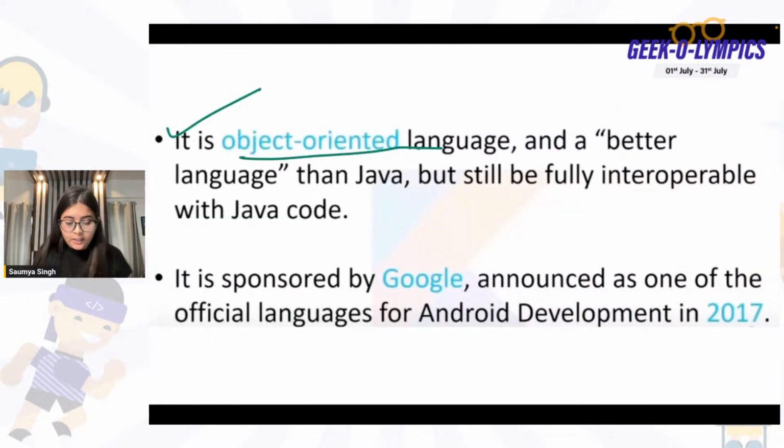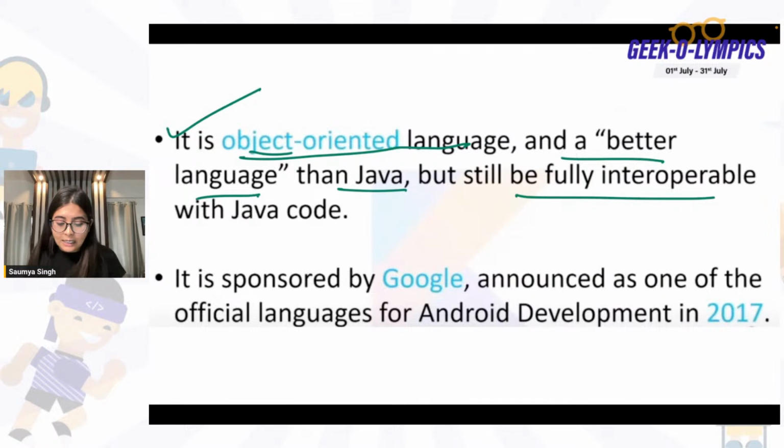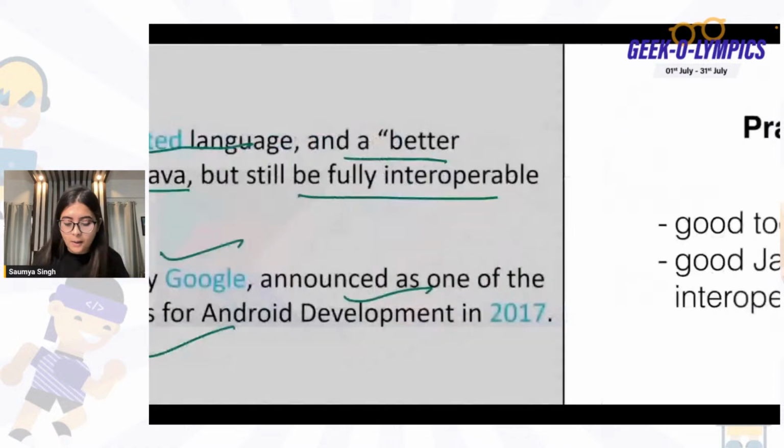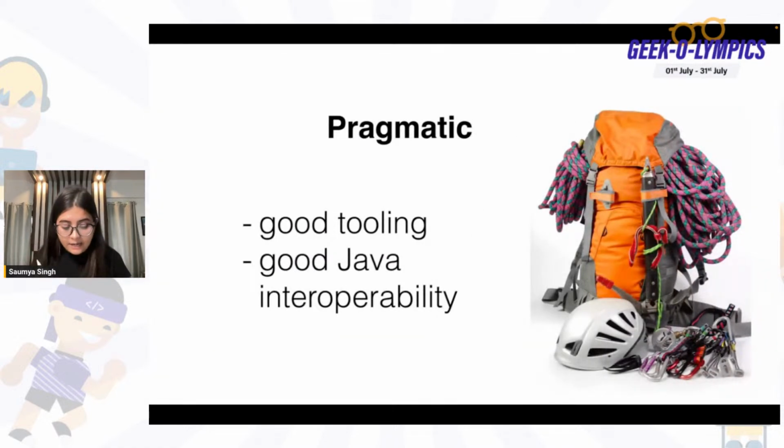सो इट इज ऑब्जेक्ट ओरिएंटेड लैंग्वेज. ये आपको बिल्कुल अच्छे से मतलब it combines the feature of functional as well as object oriented language, but it is object oriented language. Don't confuse it कि ये functional language है, right? And it is a better language than Java, but is still to be fully interoperable with Java code. It is sponsored by Google, announced as one of the official languages for Android development in 2017.